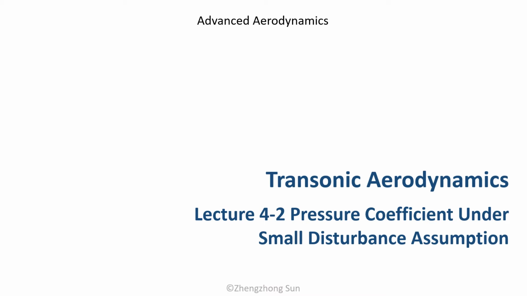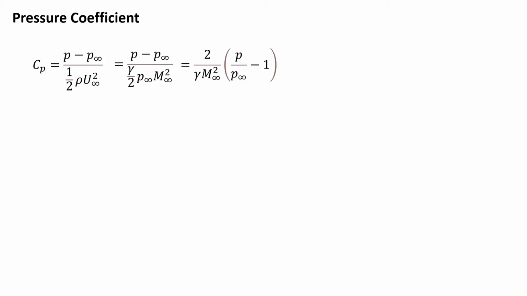Before we revisit the graphical method, we will prepare ourselves with some other concepts. So in this mini lecture, we will learn the pressure coefficient on the small disturbance assumption, which means how do we calculate the coefficient if we apply the small disturbance assumption? Okay. We know this pressure coefficient already, and it has been done in the previous mini lecture.